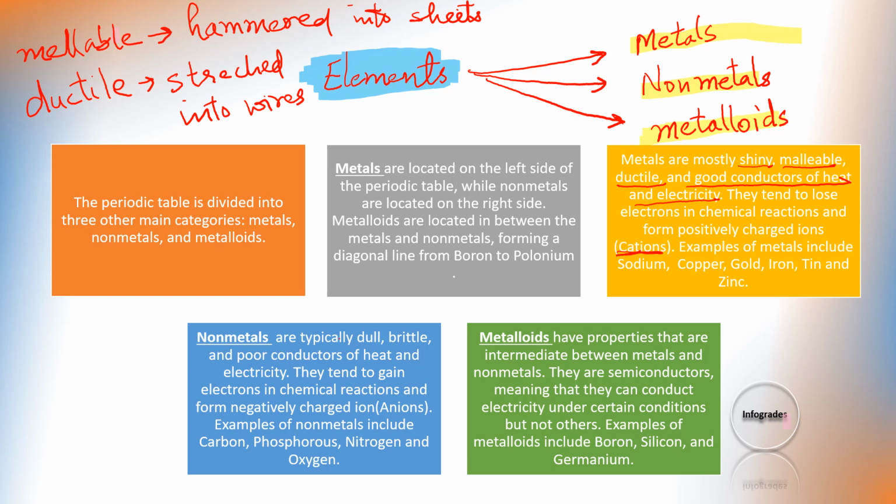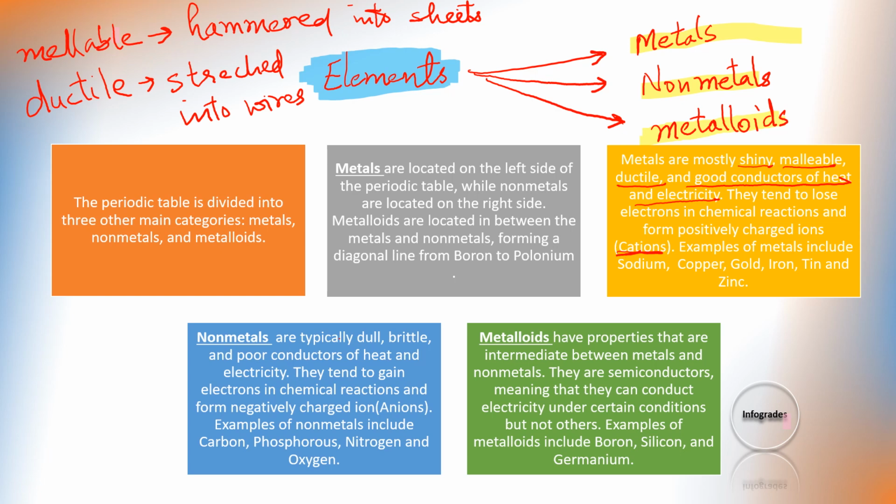Cations and anions are important for the formation of ionic compounds. So metals form cations. Some examples, there are tons of examples from the periodic table: sodium, copper, gold, iron, tin, zinc. So they are all metals.